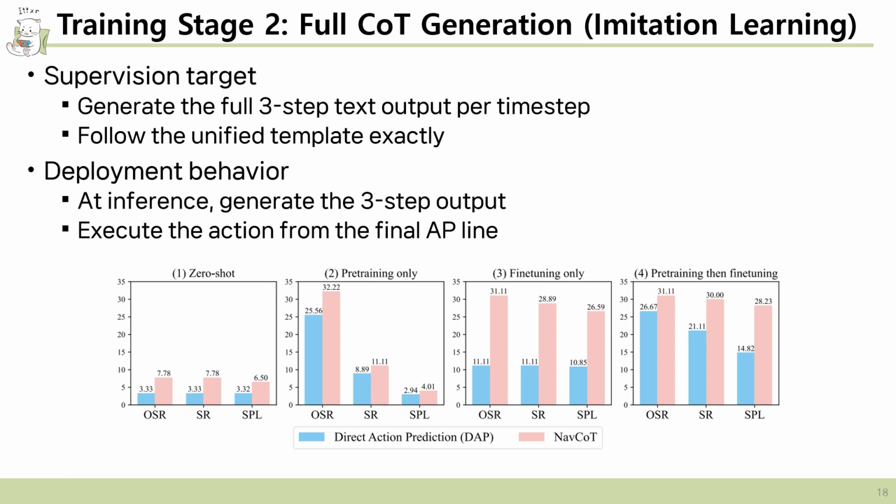The plot at the bottom shows a key point: training helps a lot. Compared to zero shot, pre-training improves the results, and full training improves even more. Also, NavCoT tends to beat direct action prediction in these settings.